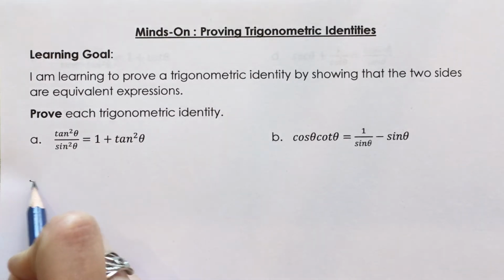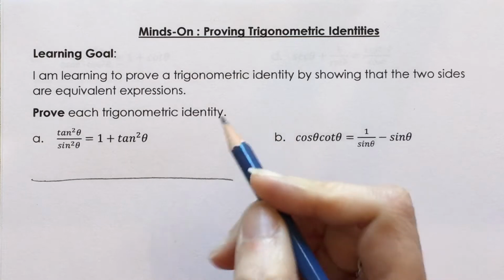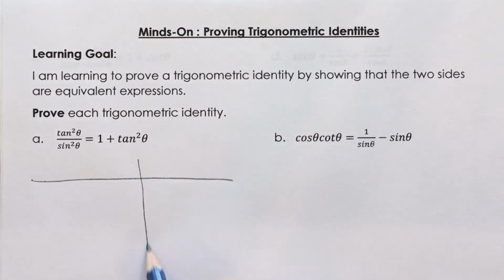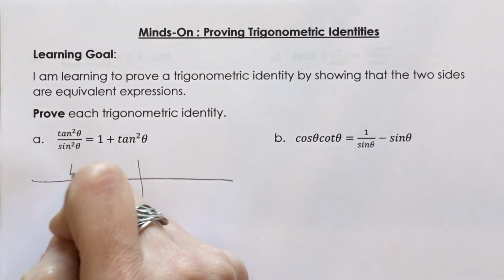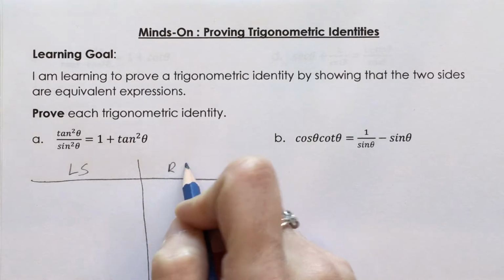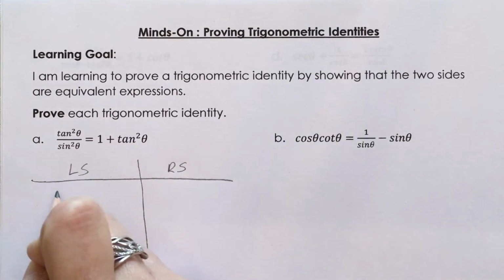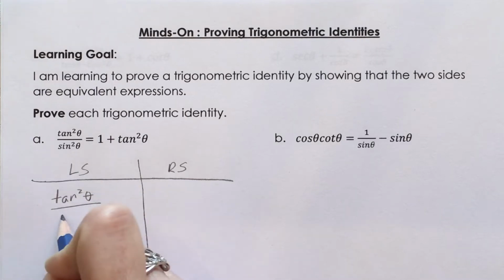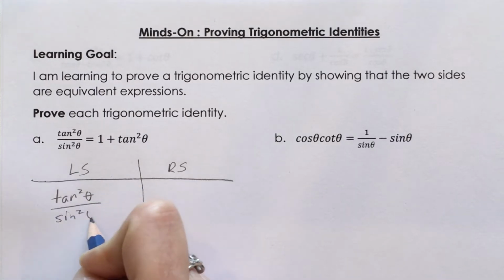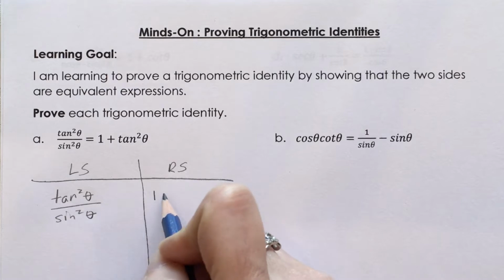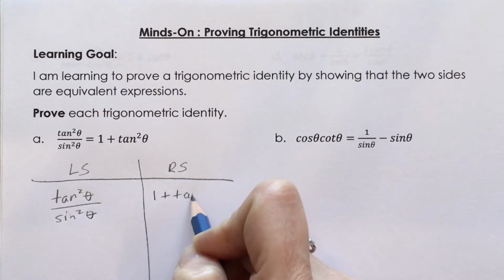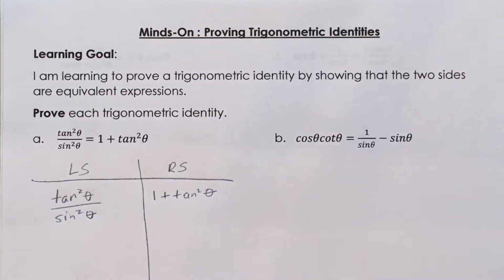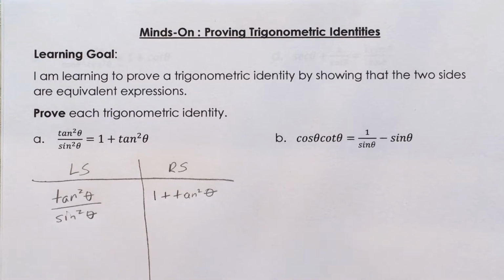So if you remember from yesterday, the first step is to make your left side, right side chart. So the left side of this one is tan squared theta over sine squared theta. And the right side is 1 plus tan squared theta. And then you want to start with the more complicated side. So we could say maybe the fraction side is more complicated.